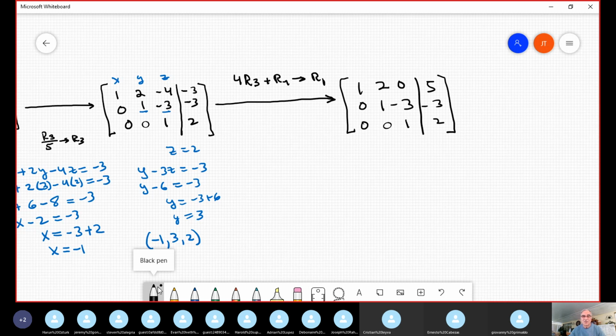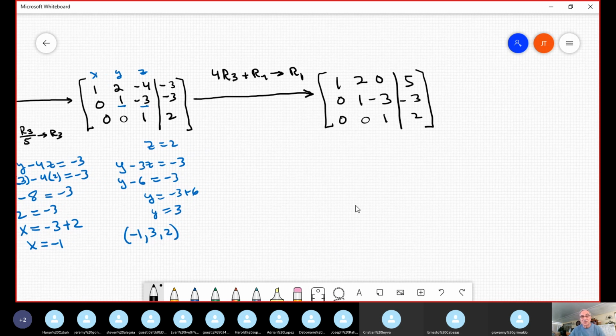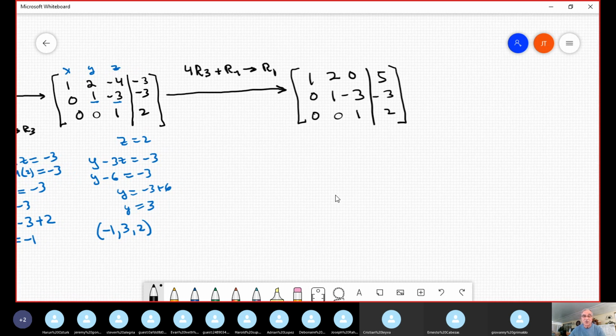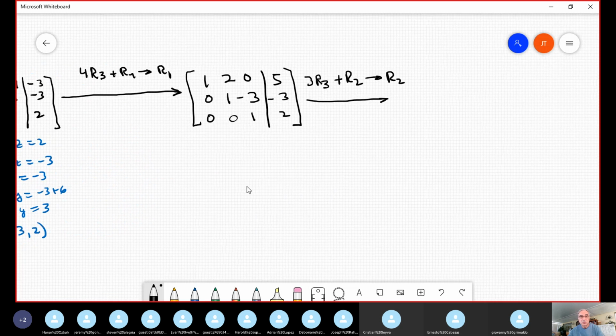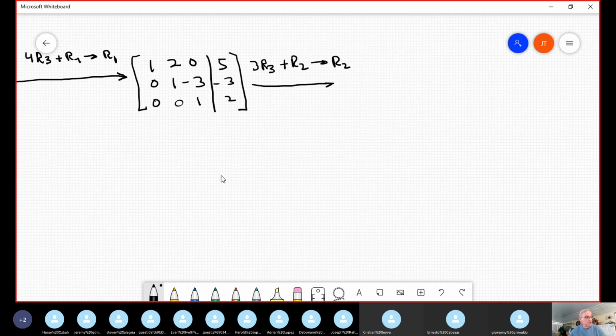Okay, now I continue. I need to create, for example, 0 here, above that pivot. So I did that. The next row operation in my paper is 3 times row 3 plus row 2, store in row 2, because I want to modify row 2. So the answer for this is 1, 2, 0, 5. Stay the same.